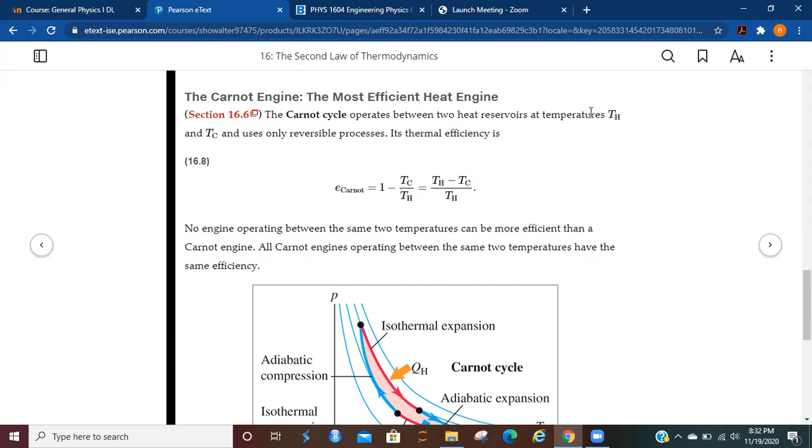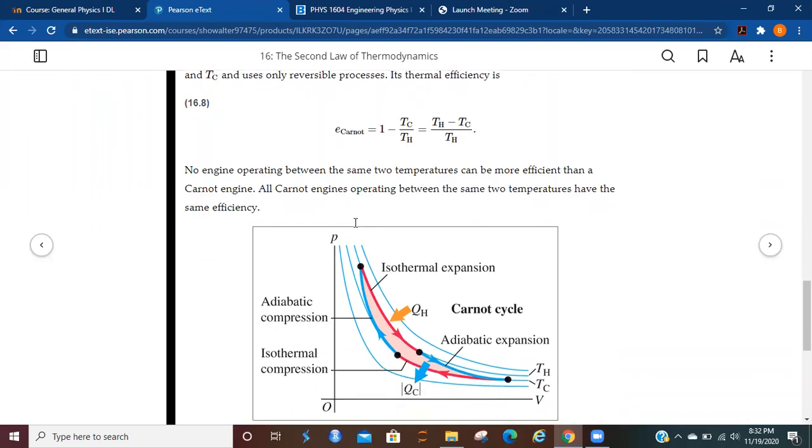Its thermal efficiency is going to be defined as thermal efficiency is normally defined. No engine operating between the same two temperatures can be more efficient than a Carnot engine. And all Carnot engines operating between the same two temperatures have the same efficiency.